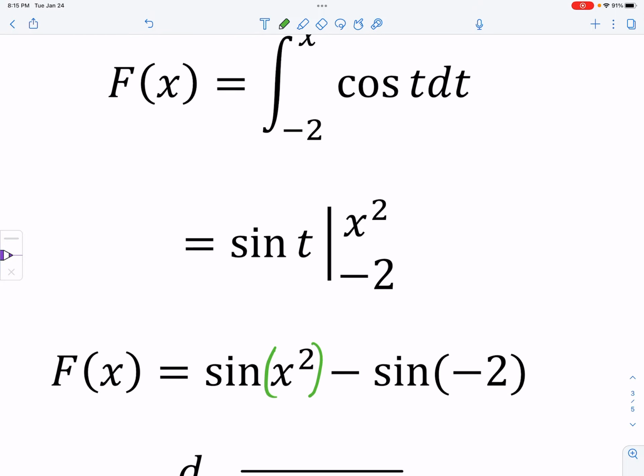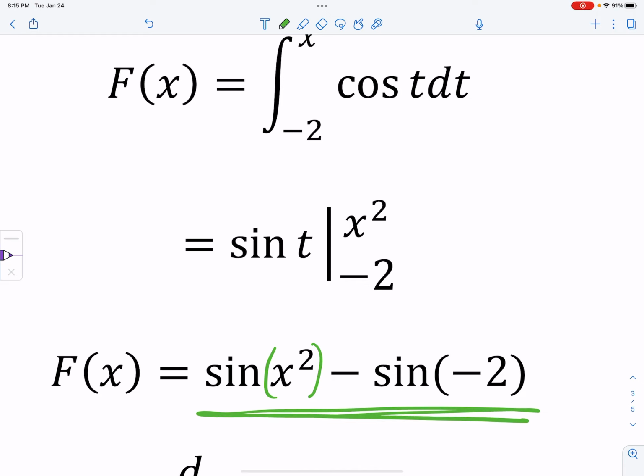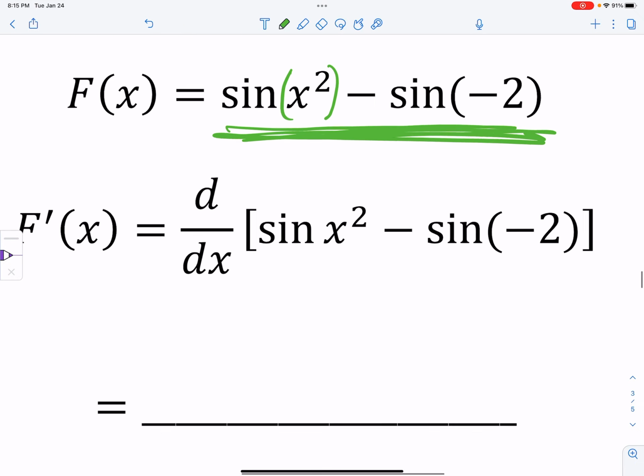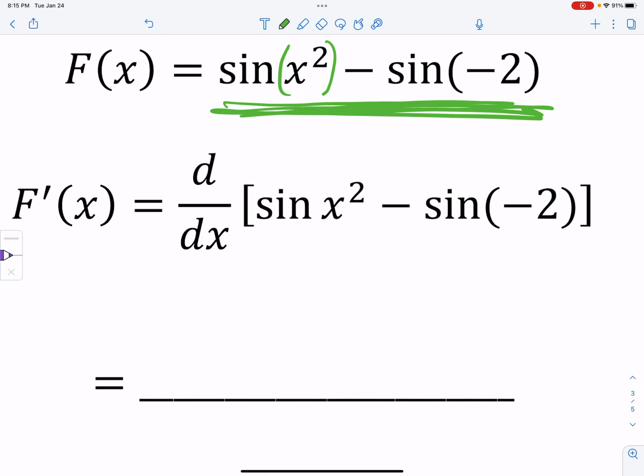Well, if that is capital F of x, this is just another way to write this definite integral. If we think about finding capital F prime of this, we know how to do that just using rules of differentiation. So to differentiate sine of x squared, we have to think chain rule: outside function, inside function. The derivative of the outside would be cosine, leave the inside alone, times the derivative of the inside.